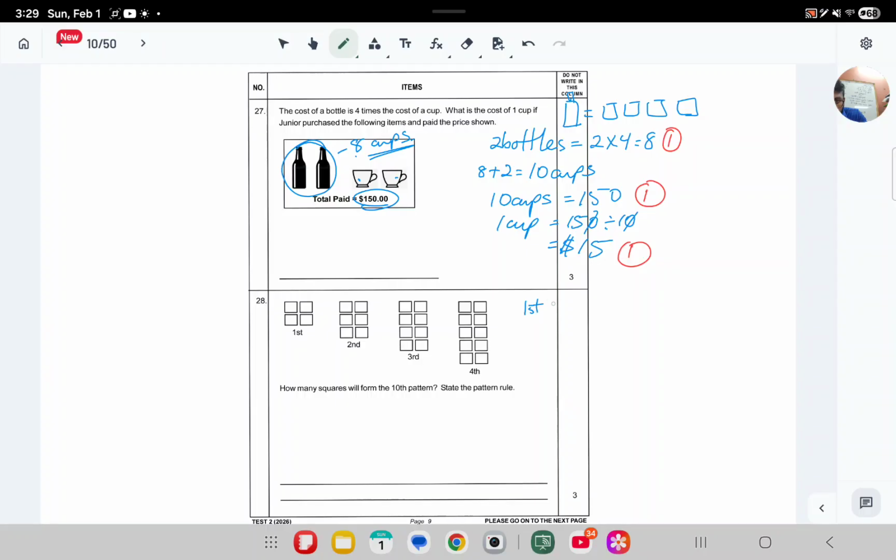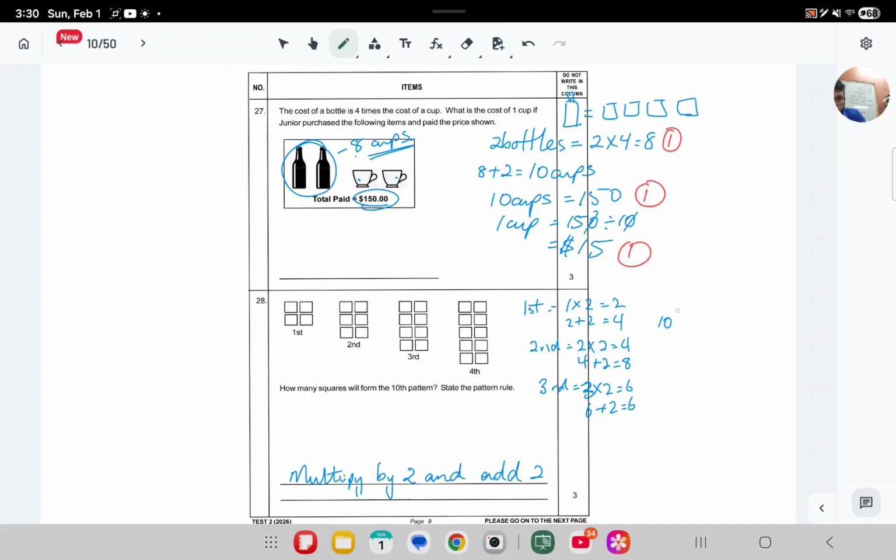So for the first one, it will be 1 multiplied by 2, which is equal to 2. 2 add 2, which is equal to 4. Then the second one would be 2 by 2, which is equal to 4. 4 add 2, which is equal to 6. Third one, 3 multiplied by 2, which is equal to 6. 6 add 2, which is equal to 8. So based on this here, the pattern rule was multiply by 2 and add 2. So for the 10th pattern, how many squares will form the 10th pattern?